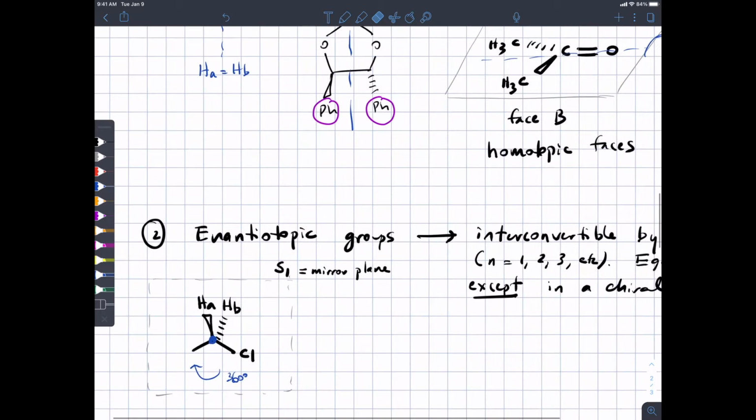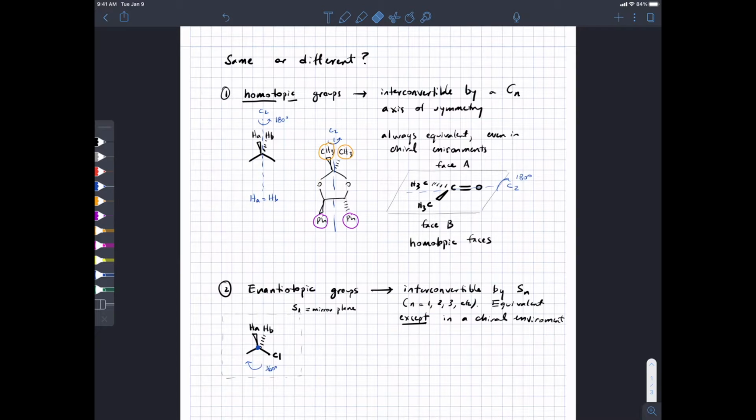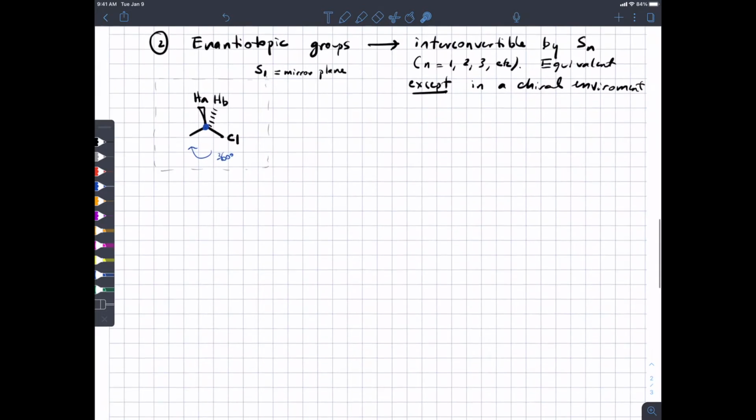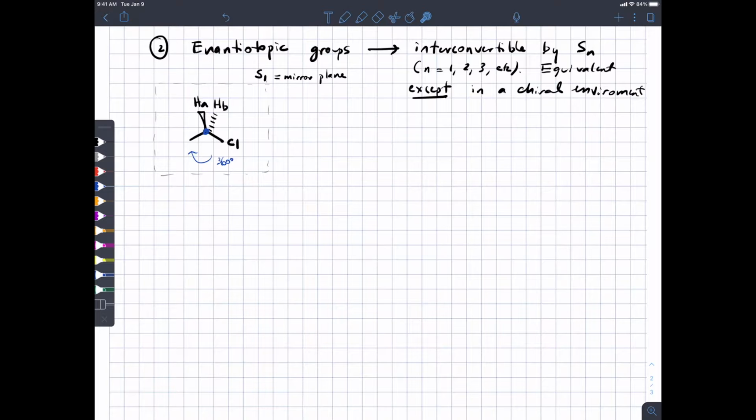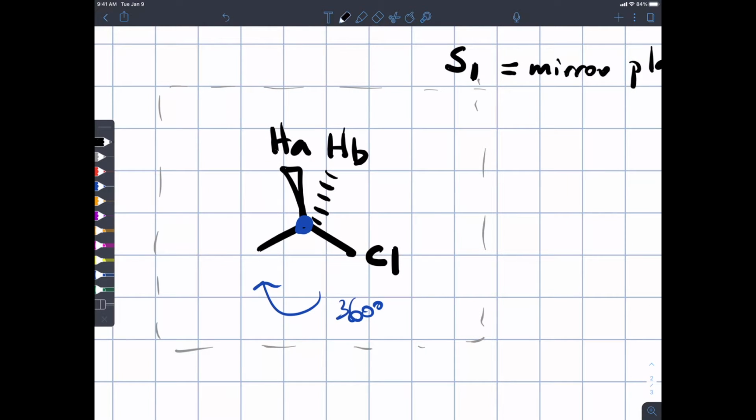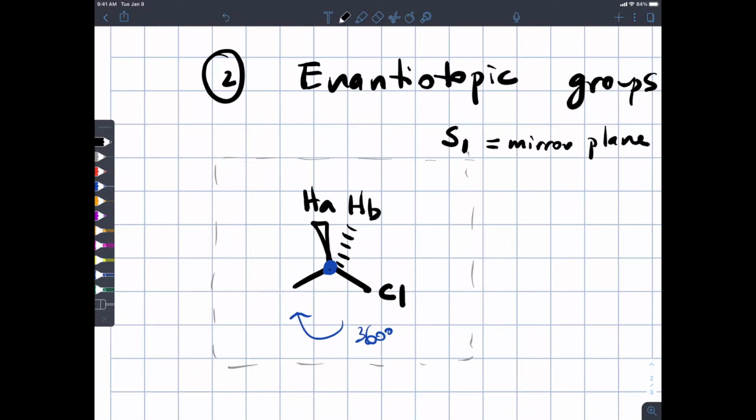So this is important because homotopic protons or groups can't be distinguished by chiral reagents, but enantiotopic groups can. So if you find yourself in a situation where you're banging your head against the wall trying to figure out how to distinguish homotopic groups, don't bother. It can't be done. In contrast, enantiotopic groups can be distinguished. Sometimes we will call these protons that are enantiotopic, sometimes we will call them prochiral, meaning sort of before chirality. The molecule isn't chiral, but if we replaced a proton with something else, it might be.